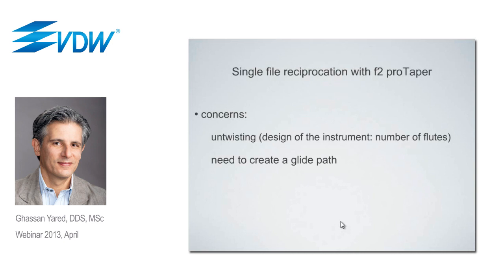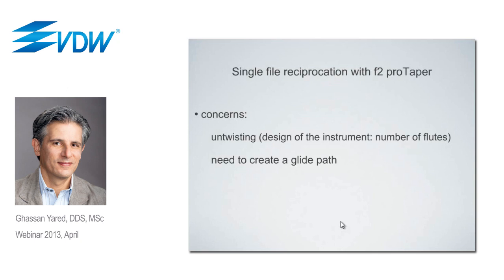So I used the F2 ProTaper for many years, probably for 6 or 7 years, in single file, and no other techniques. However, I still had some issues with it. The F2 ProTaper, if you are familiar with it, is quite rigid, and with the F2 ProTaper, I always needed to create a glide path. And you understand now my opinion about the creation of a glide path. This concept, the glide path, can be a very challenging step.